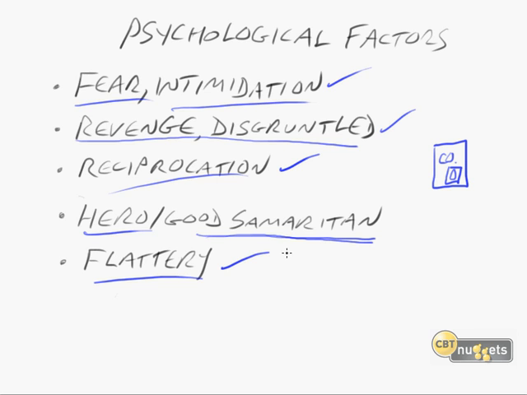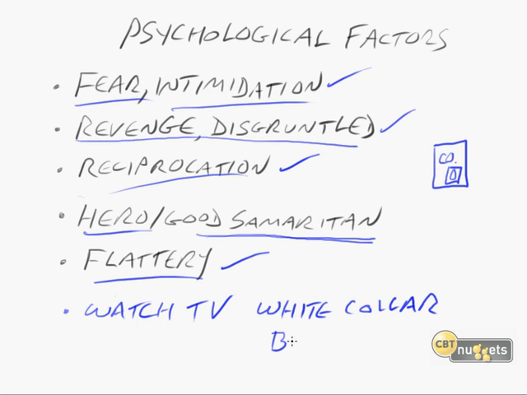Also, I should put a couple of other things on here that I forgot to put on here earlier. But number one, watch TV. That's not really a psychological factor. But there are a couple of TV shows out there that actually do a good job, kind of an entertaining way of showing you social engineering. Probably the best one out there is White Collar. I don't know if it's still on the network now, but White Collar on USA. I think there's also another one called Leverage. Another one is called Burn Notice, also on USA.